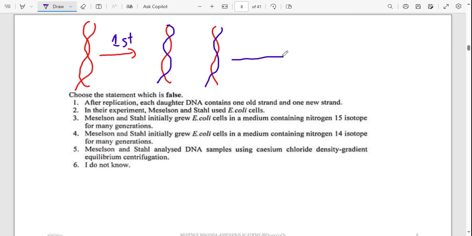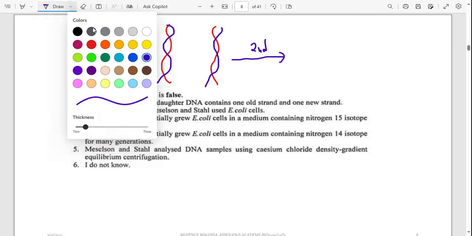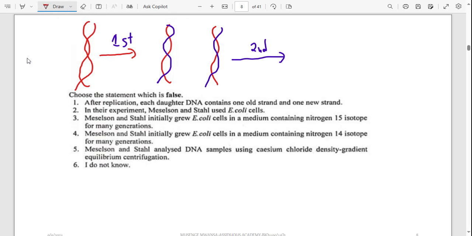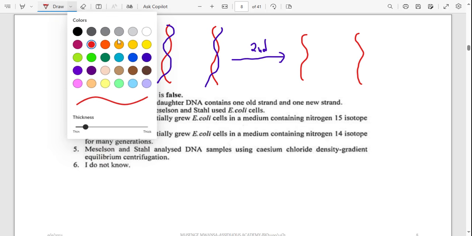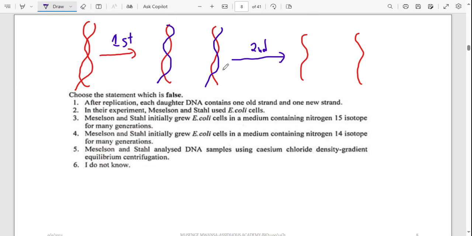When we're having the second replication, again these strands are going to separate. Can you see that we have got two red ones? Those red ones are going to separate, right? Like that. And then we have got two blue ones. They are also going to separate. But remember, the new strand that we are adding after replication is blue, isn't it? So to each of these, we are going to add a blue strand, a blue strand, a blue strand, a blue strand.